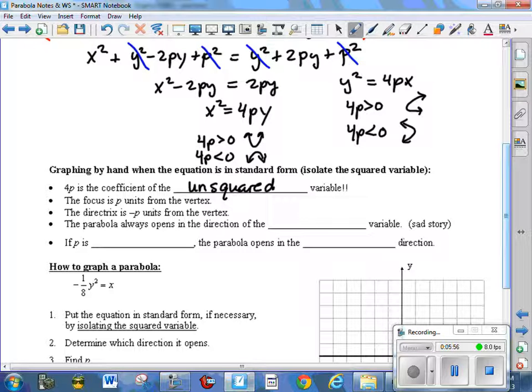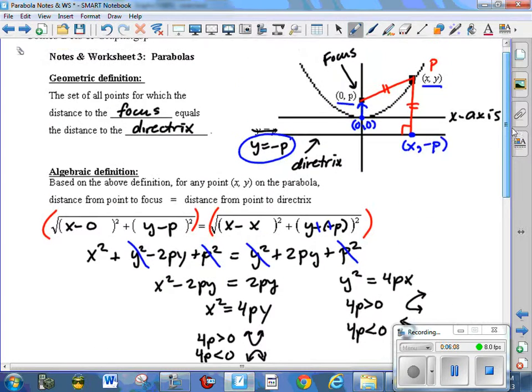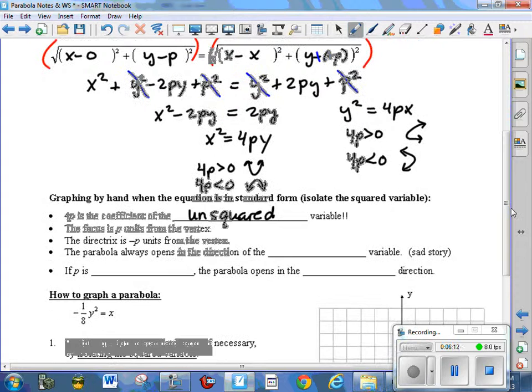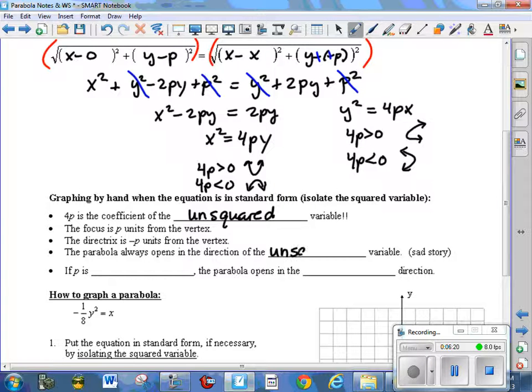So when we see that coefficient 4p, if we divide that coefficient by 4, we know the distance from the vertex to the focus. The parabola always opens in the direction of which variable, squared or unsquared? Well, notice that when it opens up or down, the x is squared, and when it opens right or left, the y is squared. So it opens in the direction of the unsquared variable.